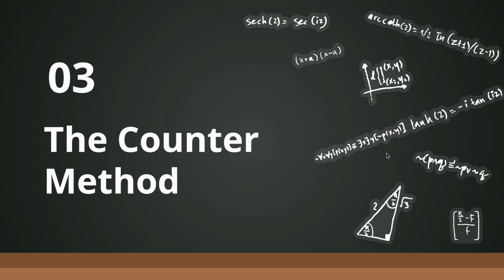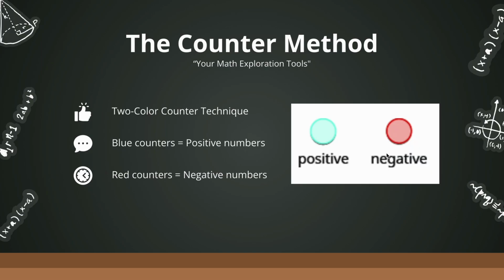Okay, now we'll dive into a counter method. Let's start with a fun way to understand integer addition using two color counters. Blue counters represent positive numbers, and red counters represent negative numbers.